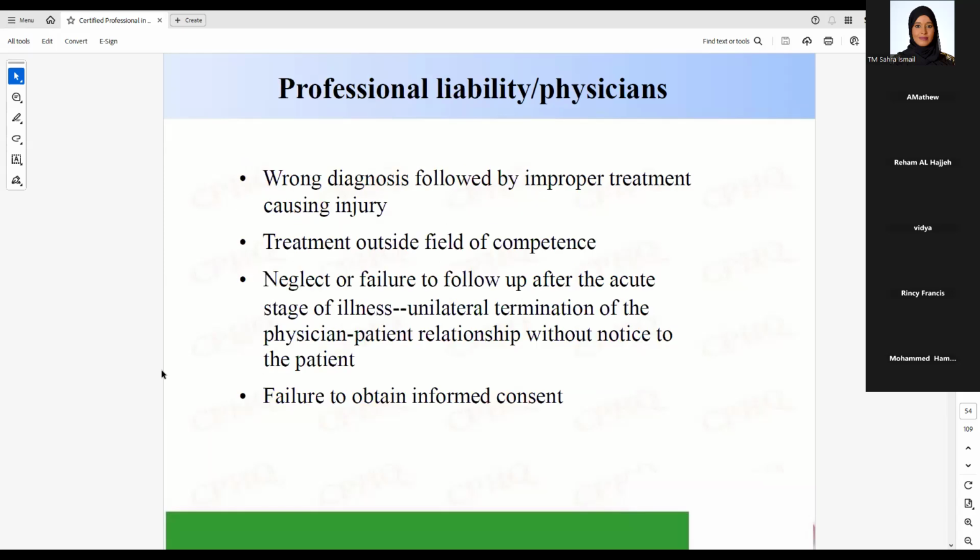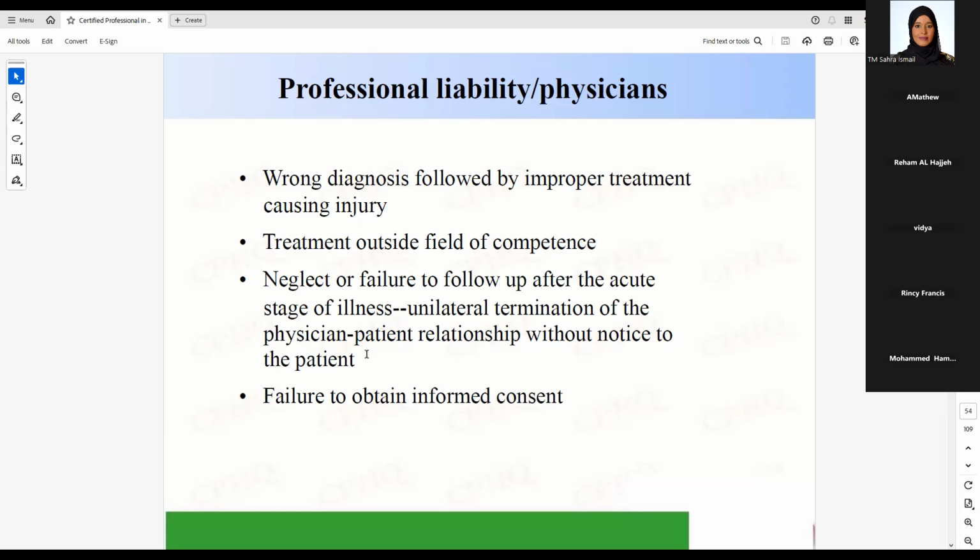Wrong diagnosis followed by improper treatment causing injury is also a liability. Treatment outside the field of competence is a liability. And that's why they have to be privileged for whichever care they will provide. Negligence or failure to follow up after an acute stage of illness, or the unilateral termination of the physician-patient relationship.